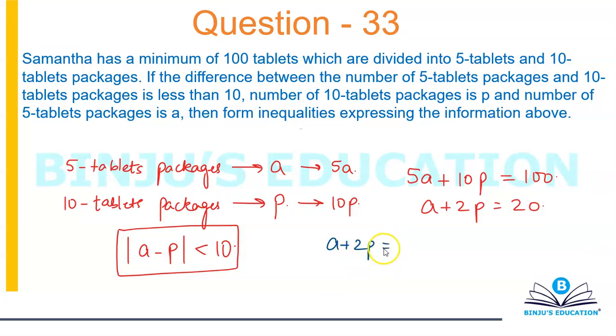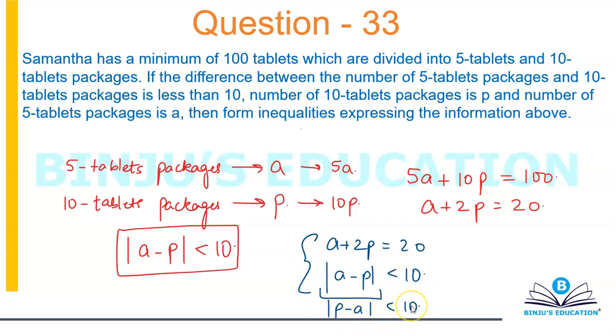A plus 2P is 20 and mod of A minus P is less than 10. Or this can be another form, that is mod of P minus A is less than 10. Both of them are correct. So whichever option gives you these two, one equality and one inequality, that will be your final answer.